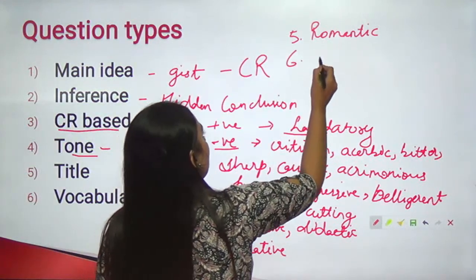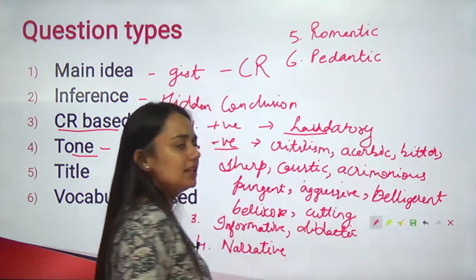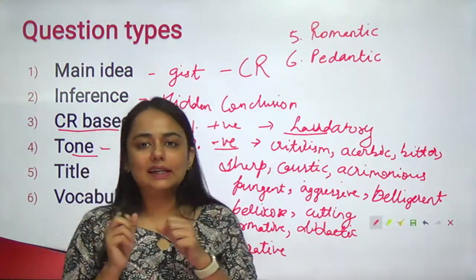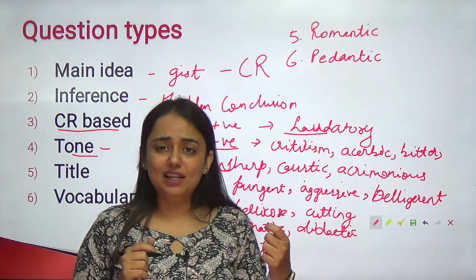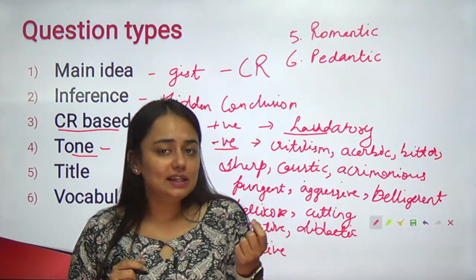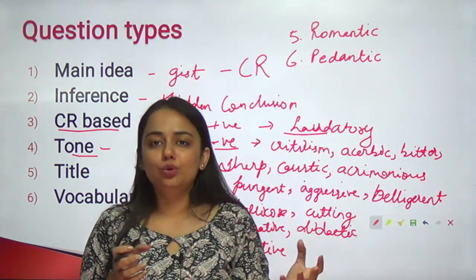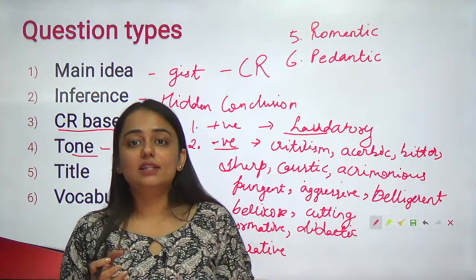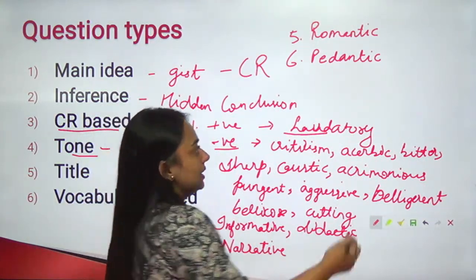Sixth is pedantic. Pedantic is being very fussy about the details. So if you feel the author is stressing some idea that he believes in with such fine detail, so much so that he's not ready to listen to any other view, that will be pedantic. Being fussy about the details of the thing that he wants to promote through the passage.